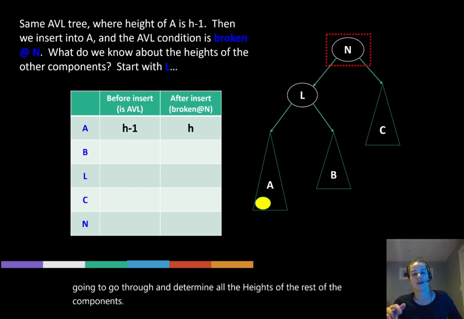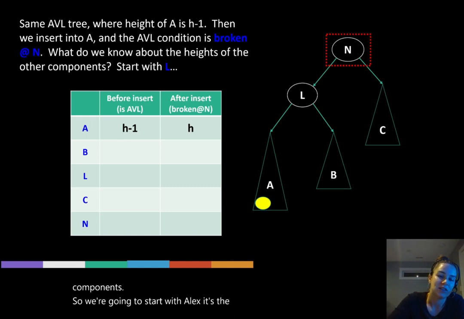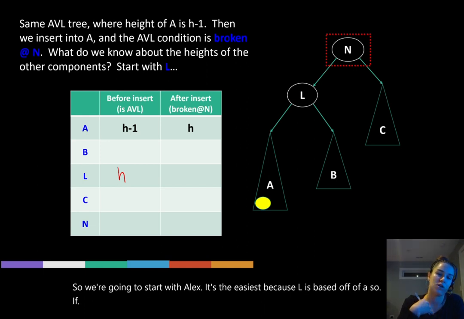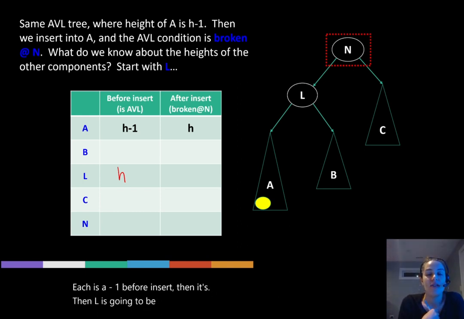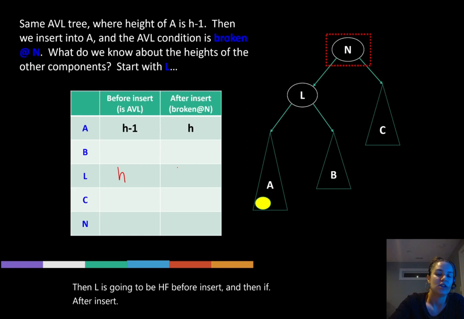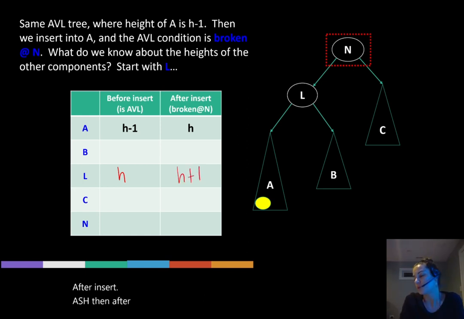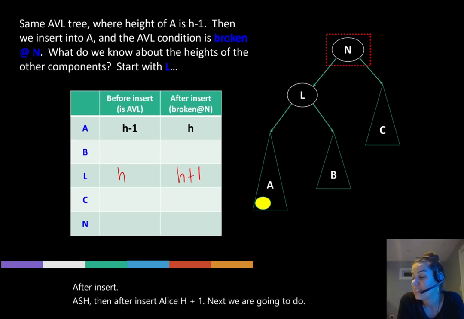So we're going to start with L because it's the easiest, because L is based off of A. So if A is h minus 1 before insert, then L is going to be h before insert. And then if after insert A is h, then after insert L is h plus 1. Next we are going to do C.